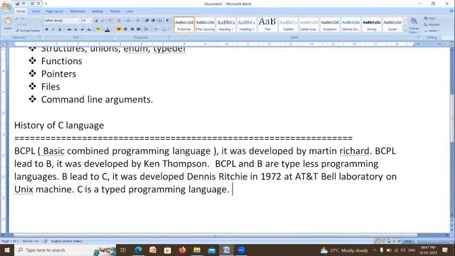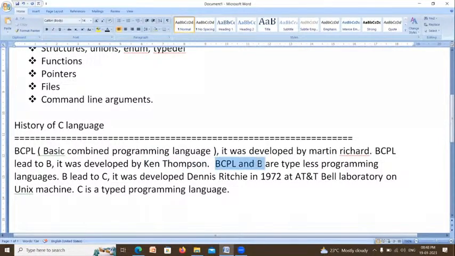It is the history of C language. There is one of the popular high-level programming languages, that is BCPL. BCPL means Basic Combined Programming Language. It was developed by Martin Richard. From BCPL, a new programming language was developed and it was named B. It was developed by Ken Thompson.